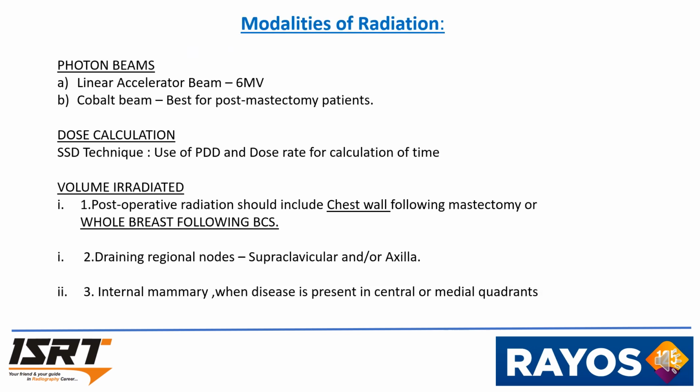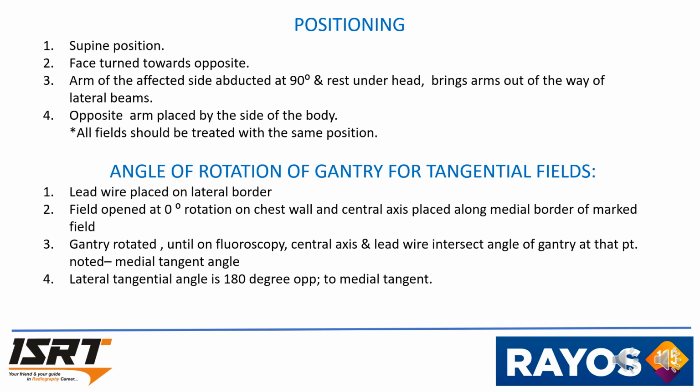Modalities of radiation for 2D plans: photon beams are used. Positioning. The patient is set in supine position with the head turned towards the opposite side. The arm of the affected side is abducted 90 degrees and rests under the head, which brings the arm out of the way of the lateral beams. The opposite arm is placed by the side of the body. All fields should be treated with the same position.